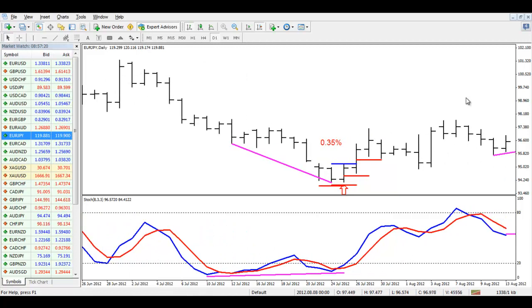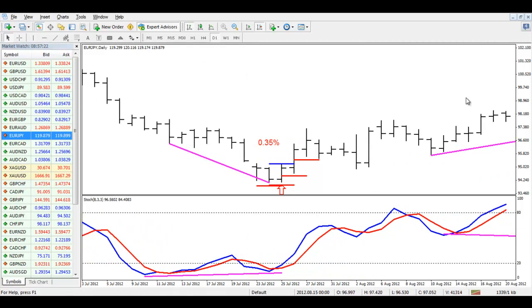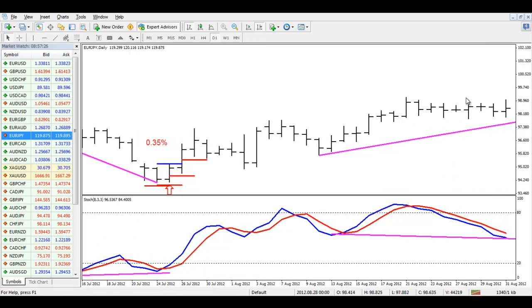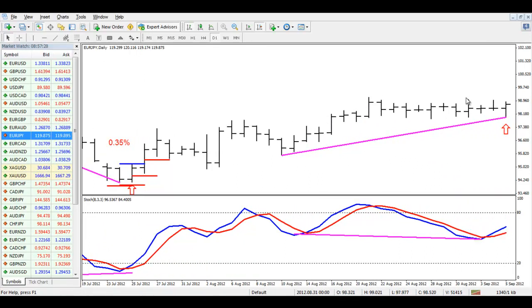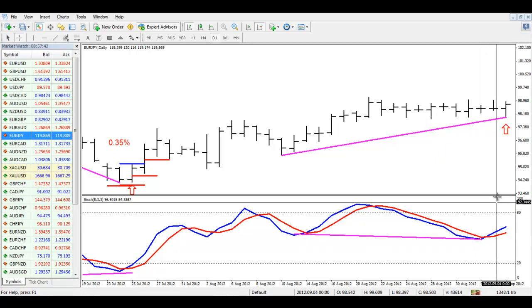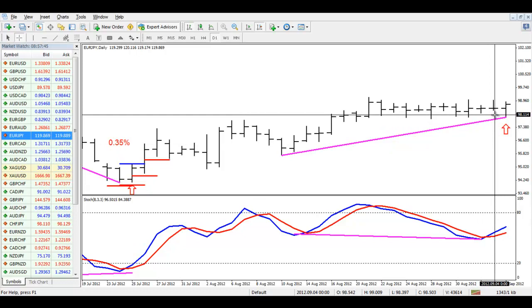As we progress through from there, we now see the next arrow, and that's because we have a continuation divergence. We have a higher low on the price action and a lower low on the stochastic. And if we're careful here, we can see the actual buy signal was generated on this bearish pin bar.